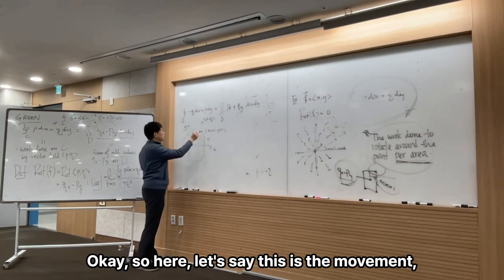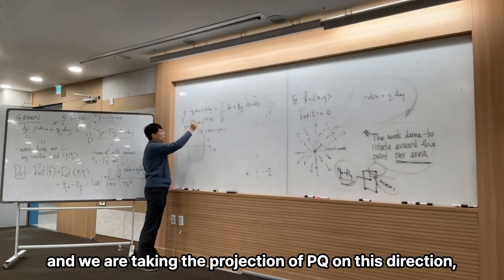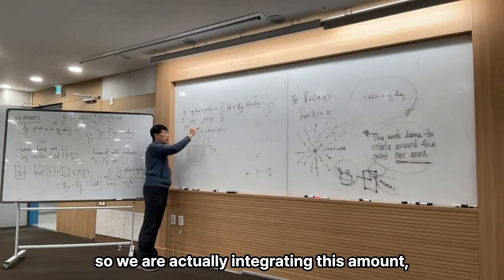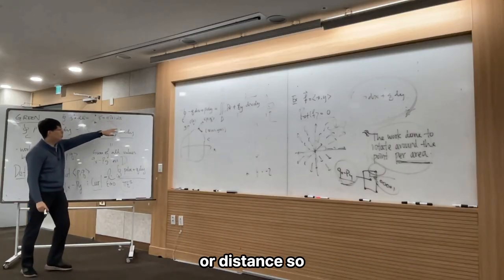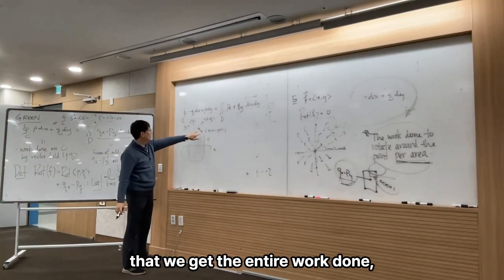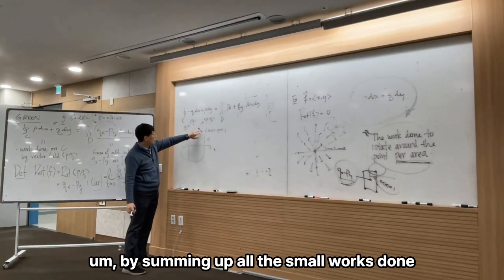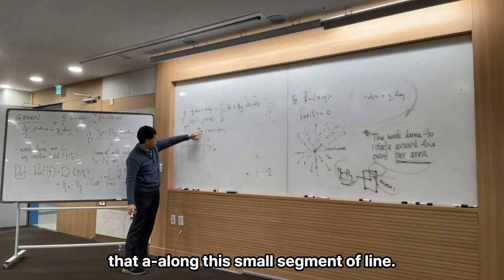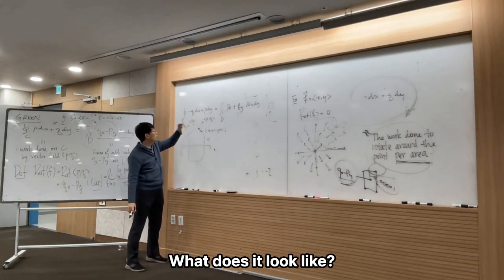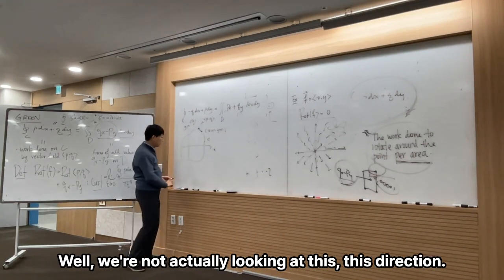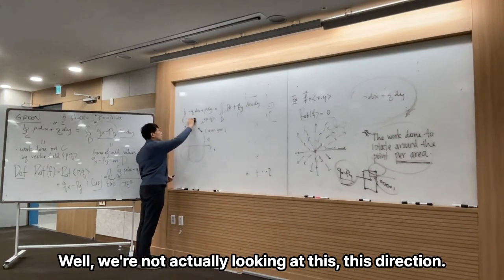So here, let's say this is the movement c'(t), and we are taking the projection of (p, q) on this direction. So we are integrating this amount of vector times dt, or distance, so that we get the entire work done by summing up all the small works done along this small segment of line. But however, let's look at this one. What does it look like? Well, we're not actually looking at this direction.